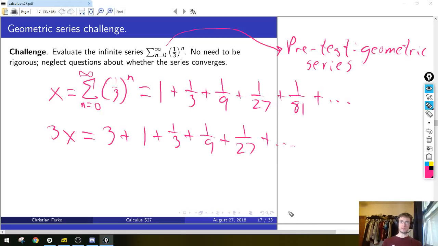Very good. Now what do you see? Remember, we're trying to get an equation that relates x to itself. So do you see a way to take the right side of this equation and express it in terms of x using the definition?